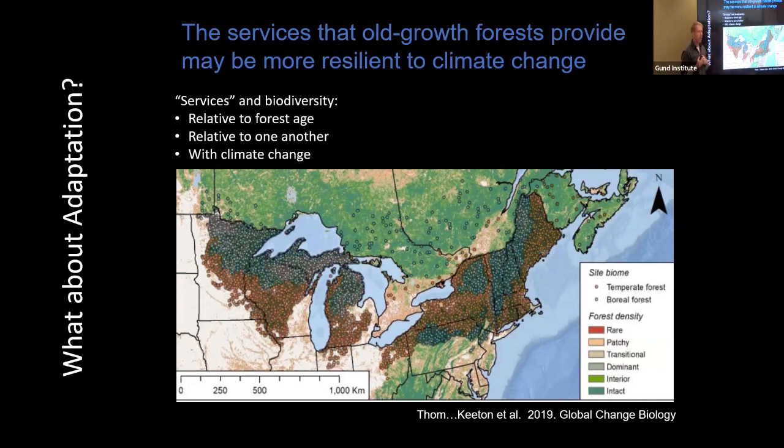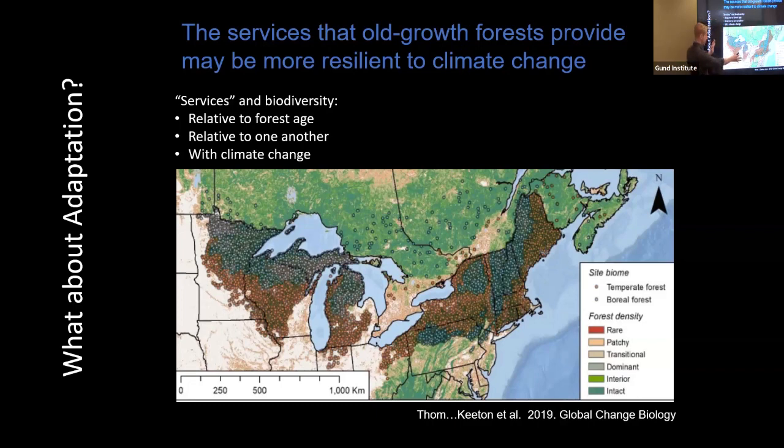But my contention has been that old growth restoration is no different from any other type of sustainable forestry in that we have to take an adaptive approach. Okay, so this is the only thing I have to show you today about adaptation, that it seems that if we restore old forests and if we conserve old forests, that in and of itself might be an adaptive approach. Here's why.